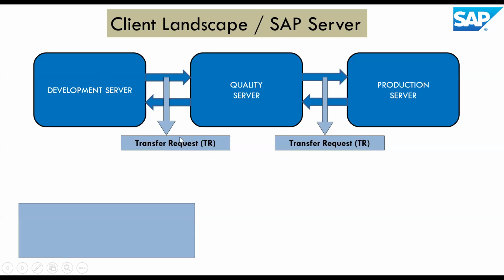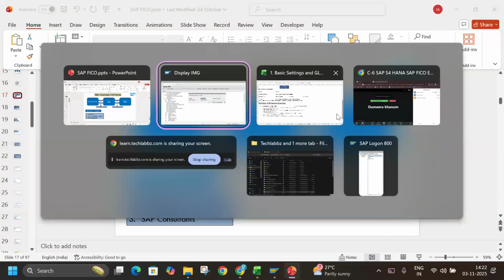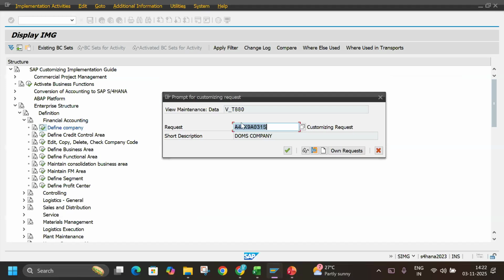Okay. So it is a request or customizing transfer request or customizing request number. Whenever we are going to configure in SAP, it will generate a customizing request. See, here this is a customizing request number. See, A4H means this is a server number, K is the constant, and this is our TR number. So here I'll have to create my own customizing request number.